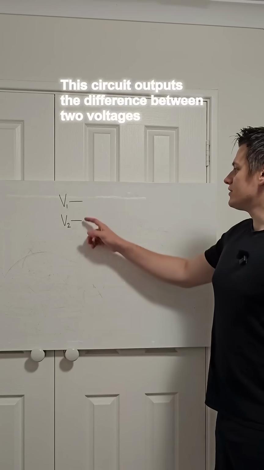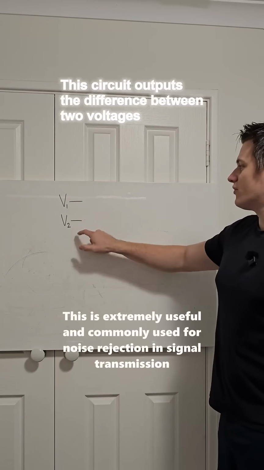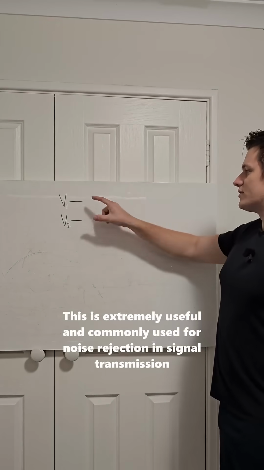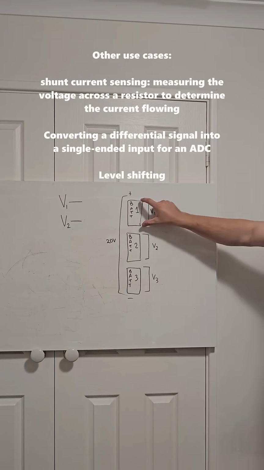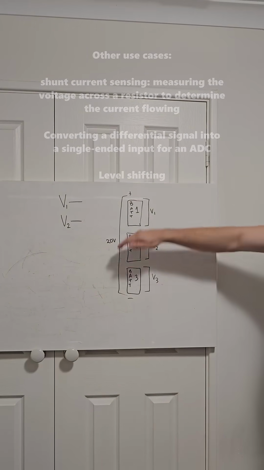I'm going to show you a trick that allows you to take one voltage and subtract a second voltage from it. So the output will be the difference of these two voltages. So it's useful if you have an array of batteries in series and you want to know each cell's actual voltage rather than just the total voltage of your batteries.